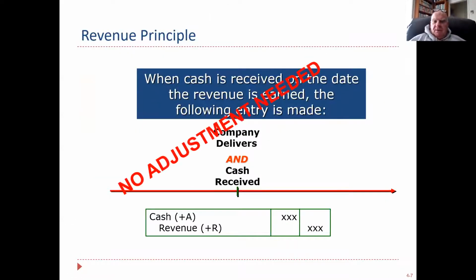Revenue principle, huh? When cash is received on the date the revenue is performed or earned, there's no adjustment, right? This is Chipotle we're talking about. We asked them to cater a lunch today in the accounting department, and they delivered $500 worth of Mexican food to us, and we paid them right away. So there's no adjusting entry. They recorded the cash, and we're talking the revenue side. I'm sorry, what Chipotle would do.